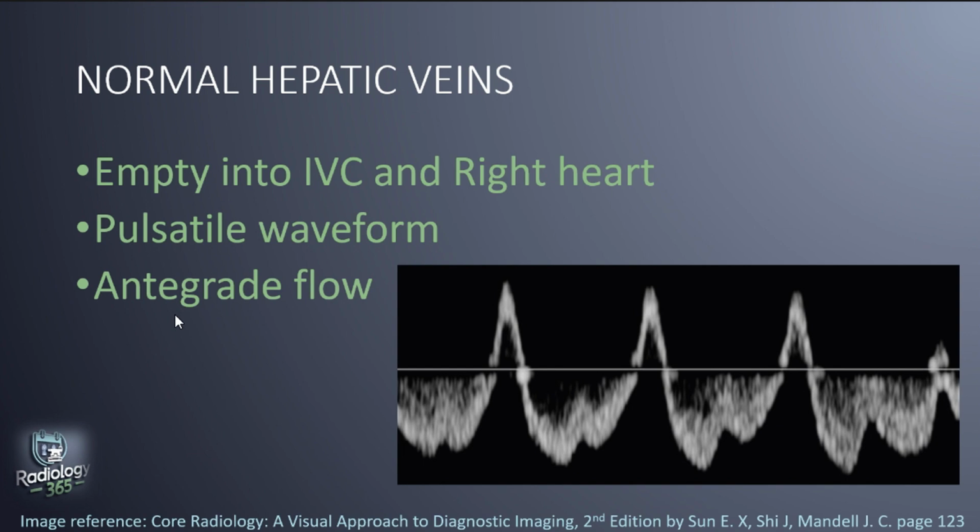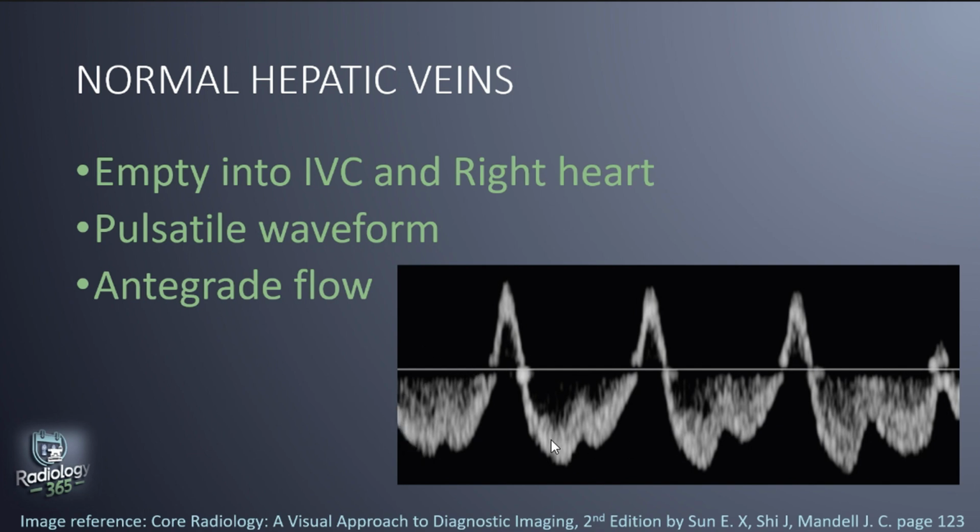Therefore, whatever pulsatility or contraction is going on in the heart, these waves are transmitted through the IVC into the hepatic veins directly. So it makes sense that we'll have some pulsatility in the waveform of the hepatic veins. Also, it's important to know that the majority of blood flowing through the hepatic vein is antegrade. So this is a typical waveform of the hepatic veins. The antegrade flow is seen here below this baseline.